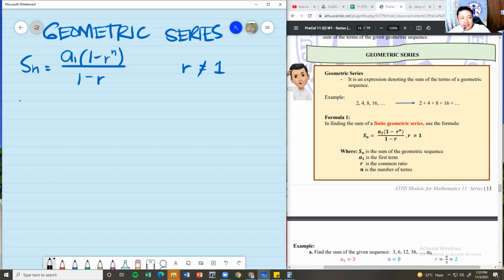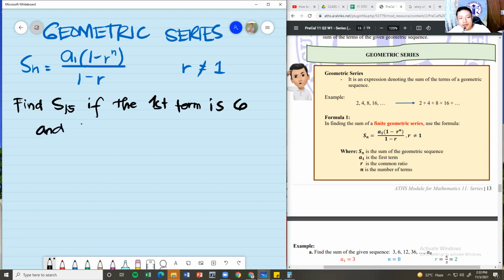So let's have this. Find S sub 15 if the first term is 6 and the common ratio is 2. Game. Find S sub 15 if the first term is 6 and the common ratio is 2. Type your answer in the chat box once you're done. Go.